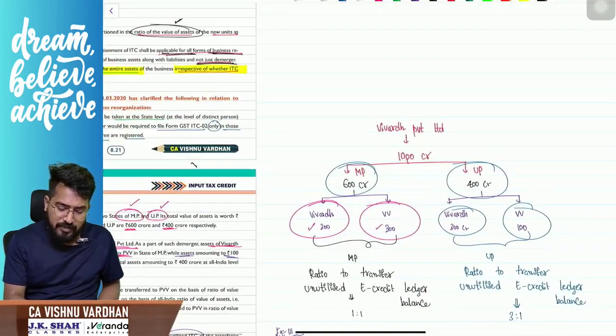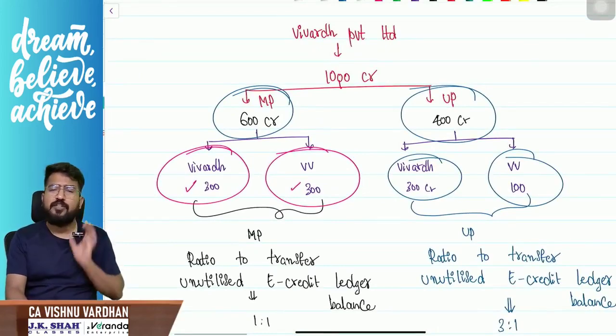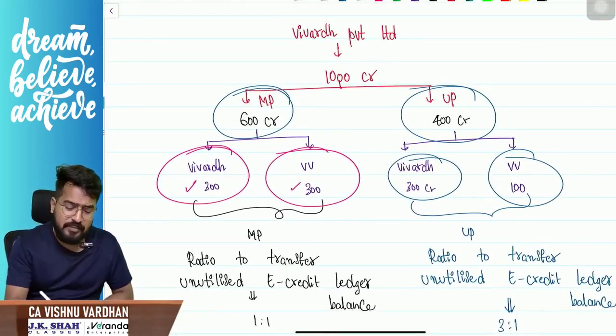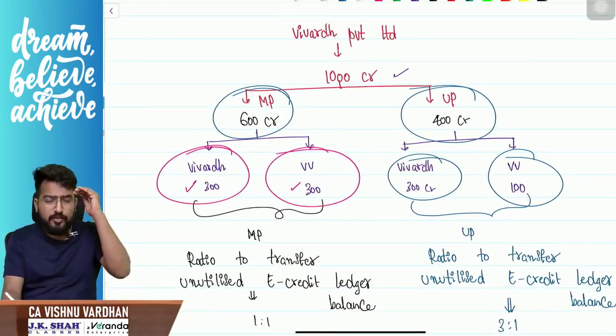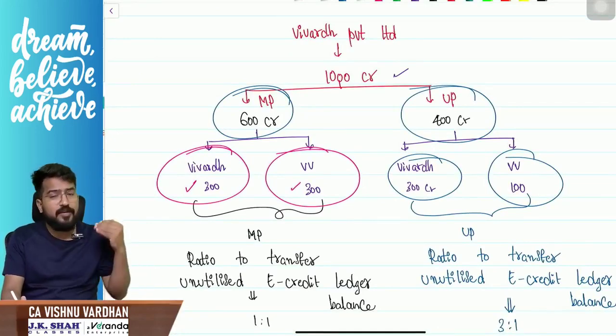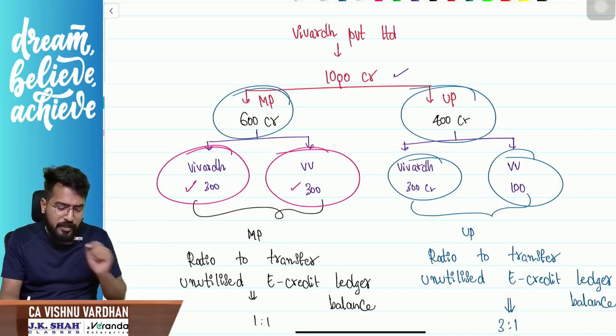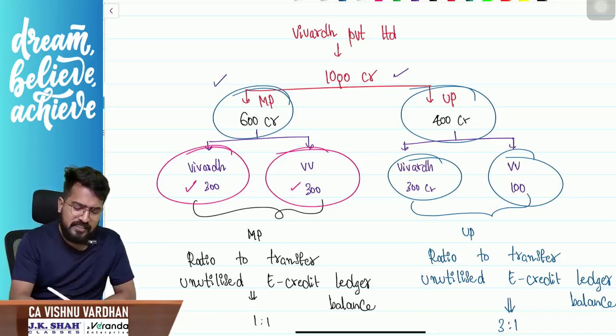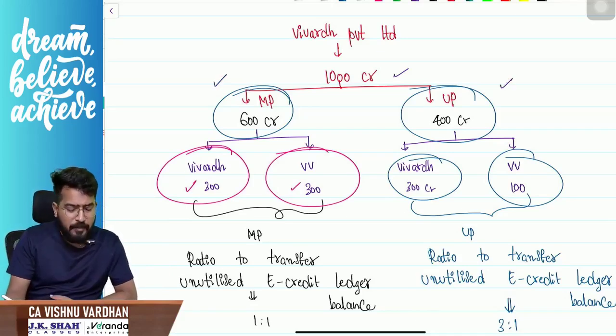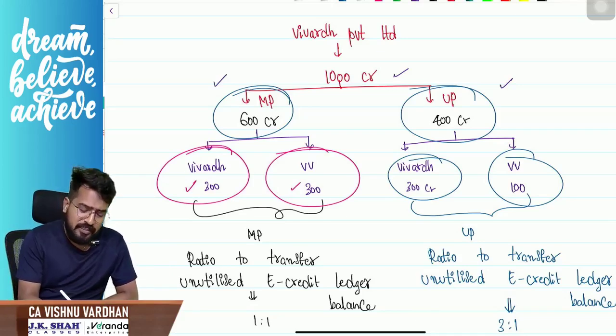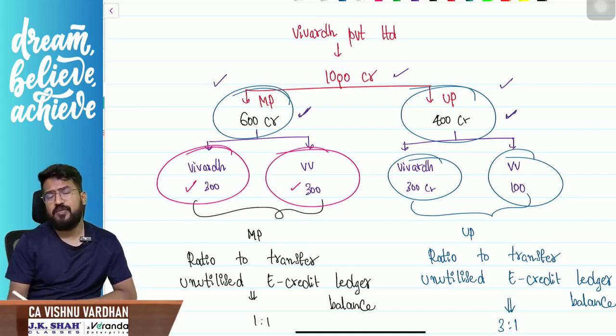Now see, for example, Vivarth Private Limited is having 1000 crore assets. When you are taking this 1000 crore assets, please understand, you should take all the assets, whether we have taken ITC on them or not, it does not matter. Now, sir, in two states we have locations, Madhya Pradesh and Uttar Pradesh. In Madhya Pradesh we have 600 crore worth assets. In Uttar Pradesh we have 400 crore worth assets.